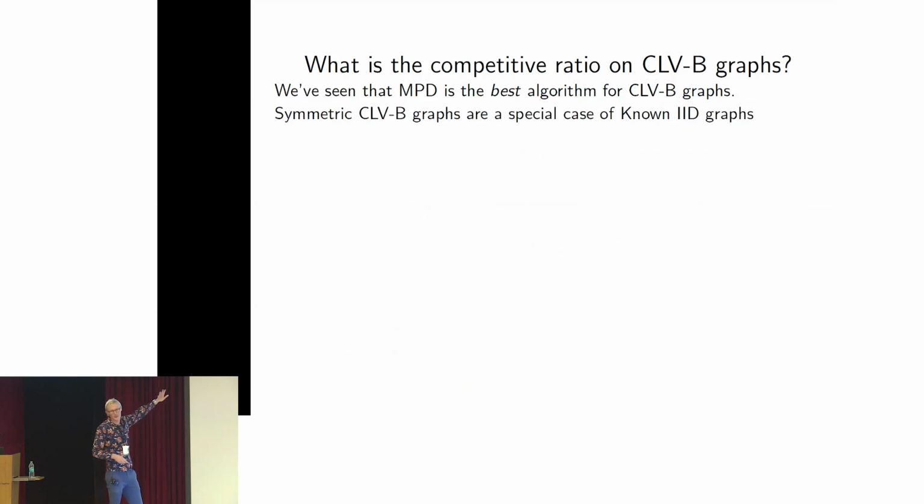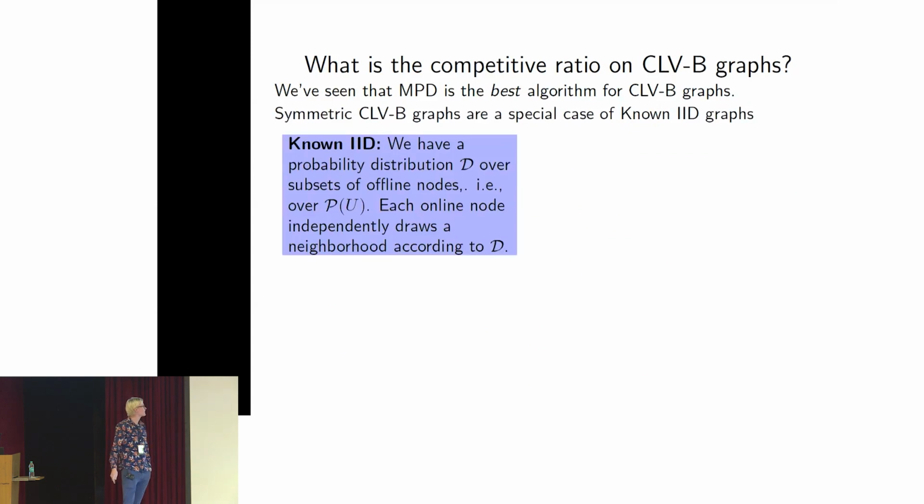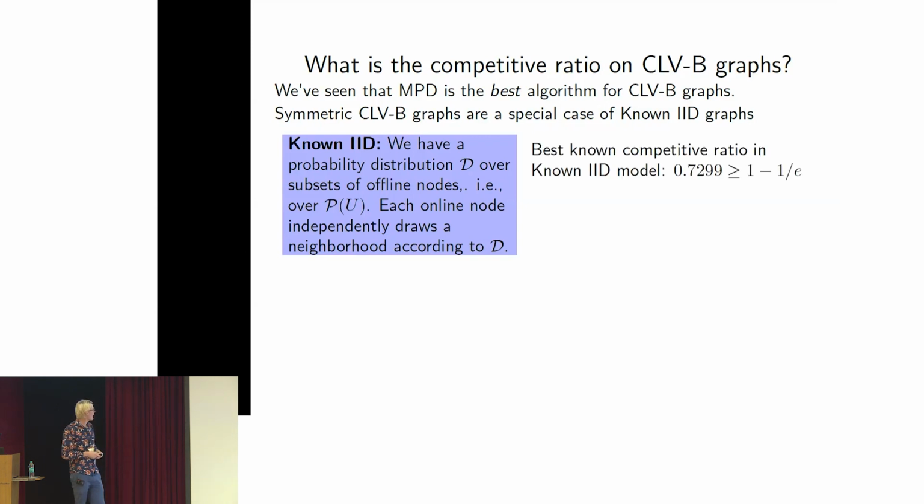So we know that symmetric CLVB graphs, which are the CLVB graphs where all the QIs are 1, is a special case of what's called known IID graphs. Known IID graphs, you can think about it like this: you have your offline nodes U, and you have some probability distribution over subsets of these offline nodes, and each arriving online node picks a neighborhood according to this distribution. It's called known IID because the algorithm designer knows this distribution. And it's known that in this model you can get a competitive ratio that's larger than 1 minus 1 over e.